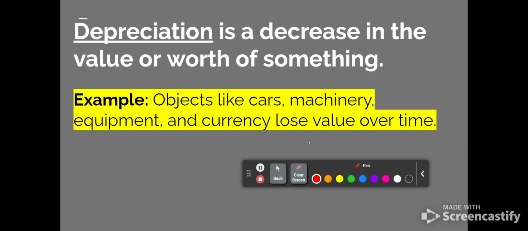Depreciation is the decrease in what something's worth. So once you buy a car, the value of your car depreciates over time because your car gets older, it's worn, it has more miles on it. There's new cars that come out. So the value of your car goes down and down over time. So it's depreciation.